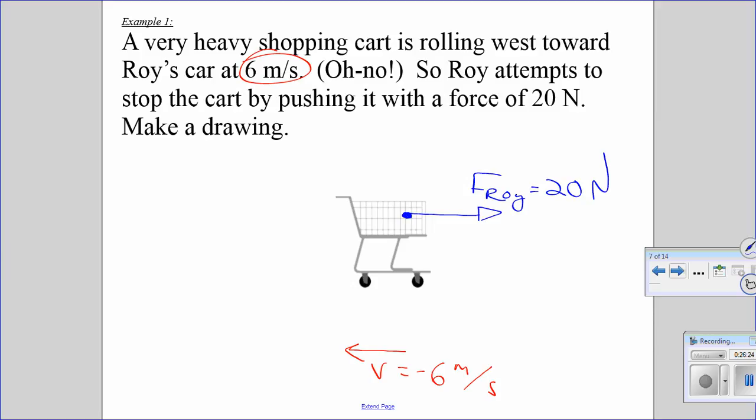Here was thing 7. I see people do this all the time. This is wrong. We'll go, oh, there's a shopping cart, it's moving this way at 6 meters a second, and there's a force from the cart. No. Because this drawing is implying that the cart is somehow pushing the cart, which doesn't happen. A thing can't push itself. That was thing number 7. A thing cannot push itself.